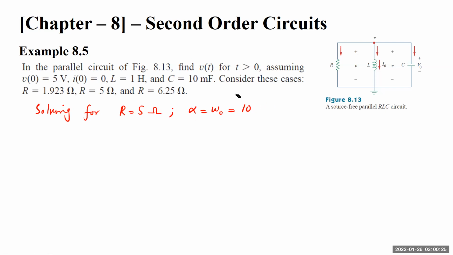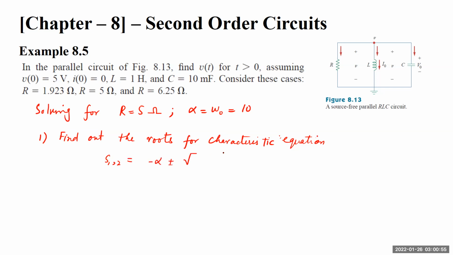Alpha is 10 seconds minus 1. Anyways, the first part will be to find out the roots of the characteristic equation. Our roots S1, S2 equal minus alpha plus minus the square root of alpha square minus omega naught square. Remember, alpha and omega naught cancel out. This is minus 10. So the roots S1 and S2 are both equal to minus 10.